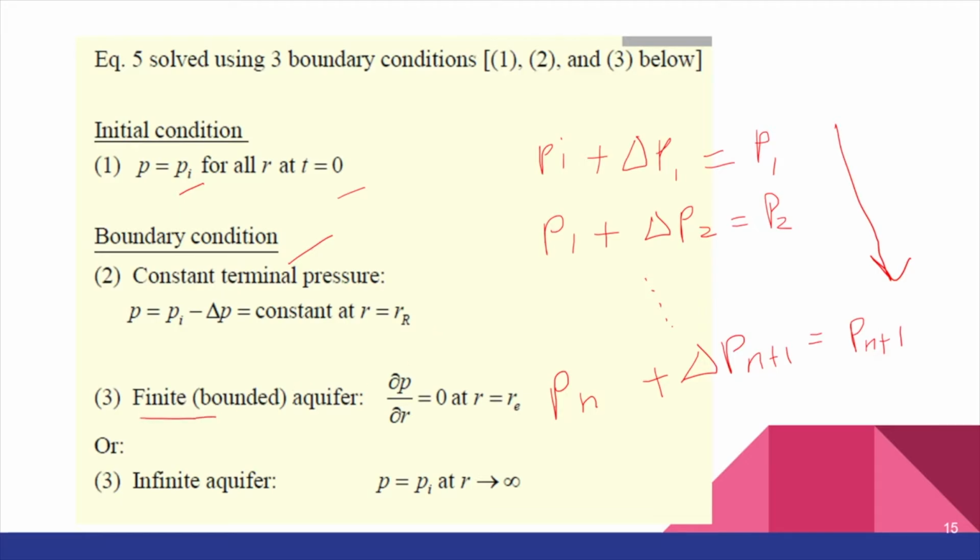And then you have finite aquifer and infinite aquifer. So finite means the boundary is clear. You have a value for that boundary. For example, your radius is until Re. So Re is a value that you know. But if you have infinite aquifer, you don't have your boundary, and we assume it's to be infinity. So you don't have your radius. In radius, you assume it's as infinity.